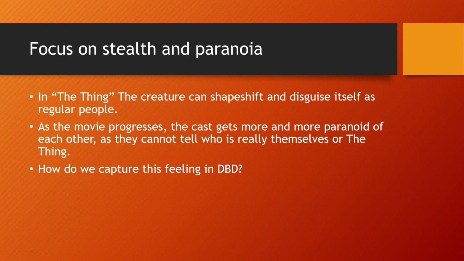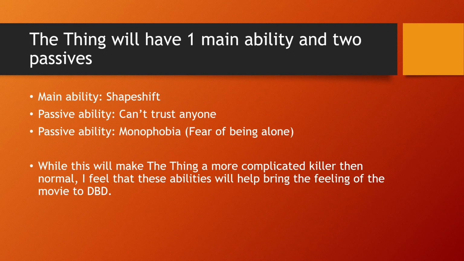Well, here's the idea I've come up with. It would have 3 abilities, 2 of them passive, 1 of them active. Now, I know that's a lot for a killer. Most killers normally only have 1 active, or 1 active and 1 passive. But I think if we want to capture this feeling in Dead by Daylight, these 3 things are going to be necessary. Yeah, this is going to make it more complicated than normal, but it will help bring the feeling of paranoia of the Thing from the movie into Dead by Daylight.